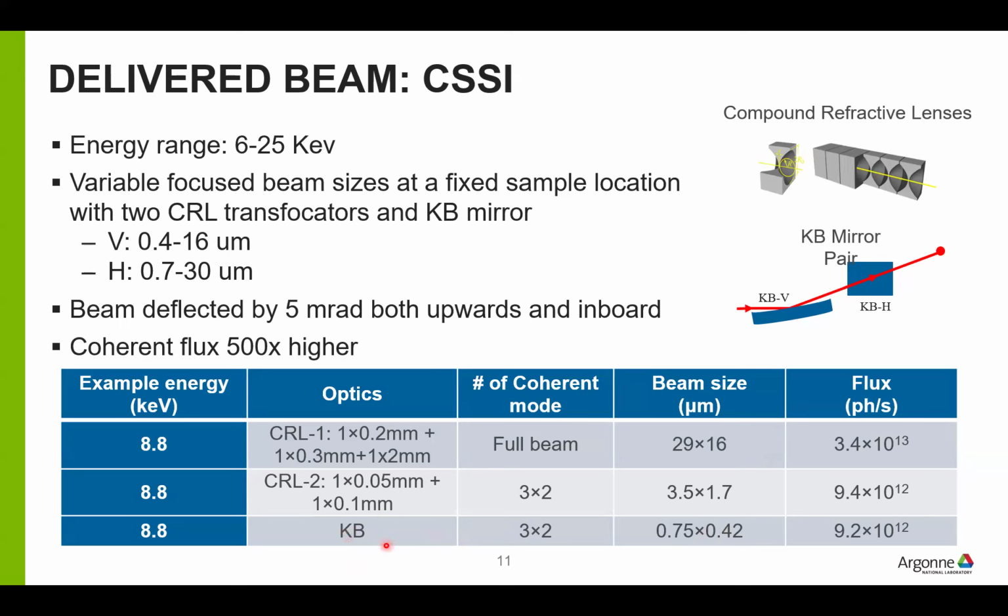Sub-micron is possible with the KB mirrors, and very healthy coherent flux. And then I guess just to note, the KB mirrors are always in the beam, but their focal length is too short. They won't be useful for the GIXS instrument, but they are in the beam. So for GIXS, the mirrors will be unbent. They'll be flat, but they will still provide a kick upwards and inboard of 5 millirad.